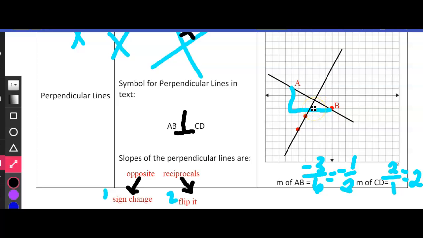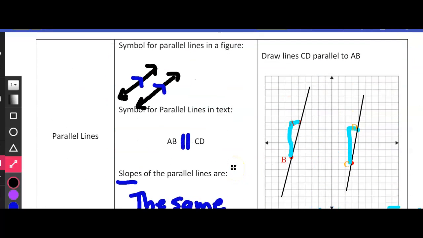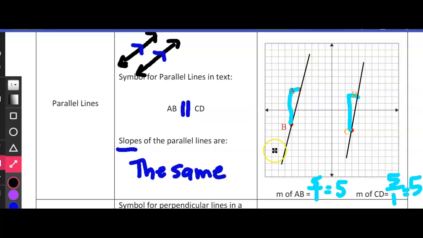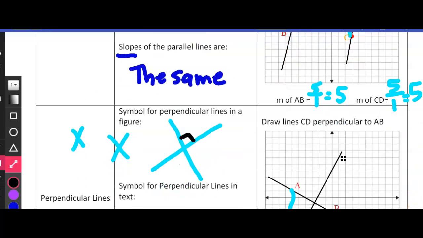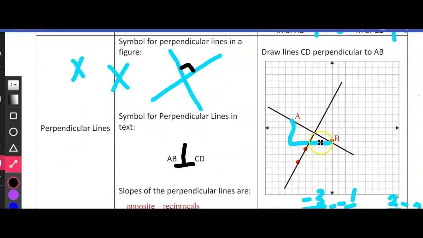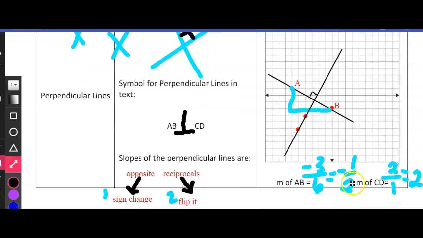See how it makes that perfect X, or that perfect crossing where I could fit a nice little 90-degree bar in there. So again, to quickly review, parallel lines run the same exact direction, so they're the same exact slope. Perpendicular lines cross each other at a beautiful 90-degree angle, like I could fit the little box in here if I wanted to. They have the opposite, meaning the signs have changed, and the flipped version, or the reciprocal of each other. So change the sign and flip it.